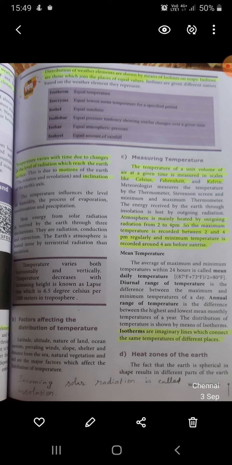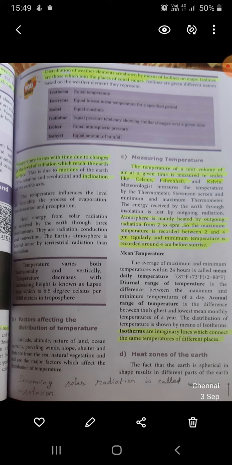Latitude, altitude, nature of land, ocean currents, prevailing winds, slope, shelter, distance from the sea, natural vegetation, and soil are the major factors which affect the distribution of temperature. While we are near the sea, after 3 o'clock we will receive the cool winds, so temperature will reduce. We are living in Delhi, a landlocked area with no ocean, so it will be very hot, isn't it?